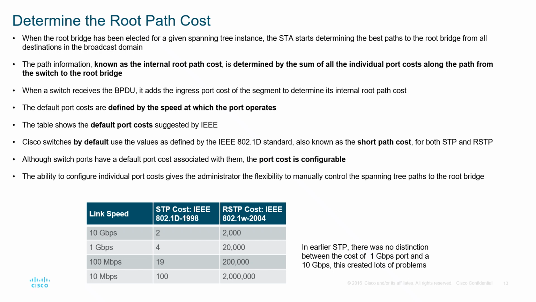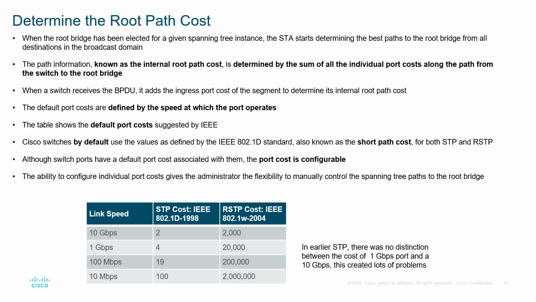The ability to configure individual port costs again gives us the flexibility to manually control the spanning tree path to the root bridge. So here, 10 gigs has a cost of 2 in STP and a cost of 2,000 in RSTP, 1 gig has a cost of 4 and a cost of 20,000 in RSTP. 100 megs is 19, 10 megs is 100.